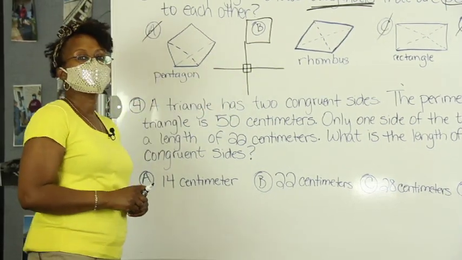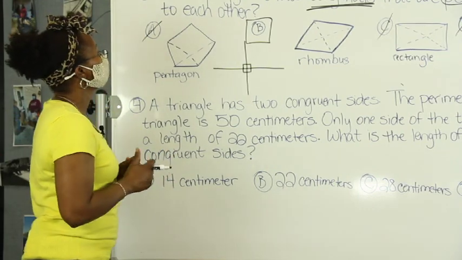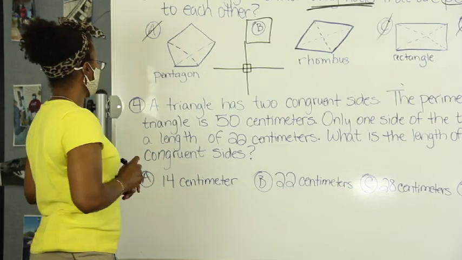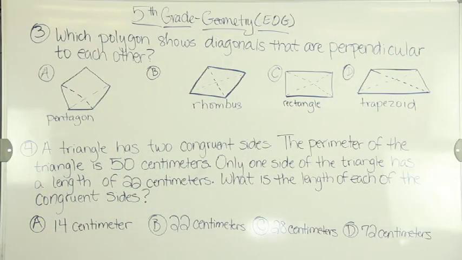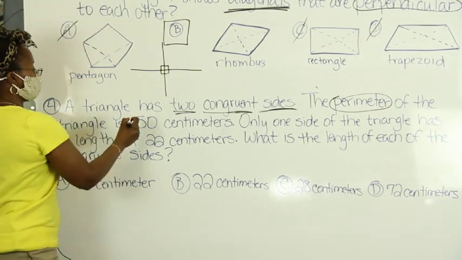When you see it on paper, it will be drawn so that it's very clear which ones are the perpendicular lines. Now, number 4, a triangle has 2 congruent sides. I'm going to underline that. The perimeter of the triangle is 50 centimeters.